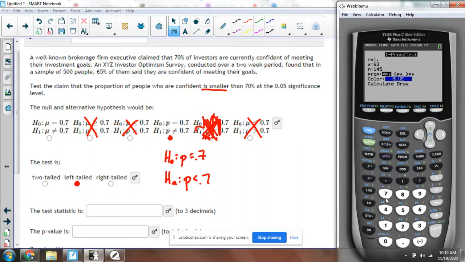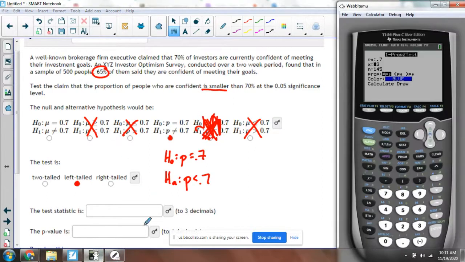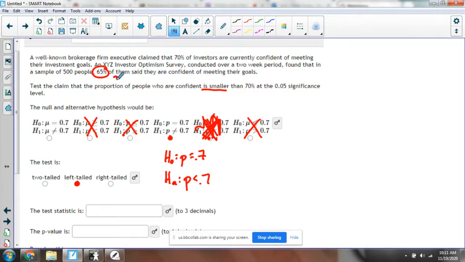Our null proportion is going to be 0.7. X is the number of people in our sample that had this characteristic. So notice here, they don't give us a number. They give us 65%. If you plug in 65 here, you're going to be wrong. Because X wants to know, of the 500, how many were confident. So before we go in here, we have to figure out what is 65% of 500. So we'll do 500 times 0.65. This is going to be 325 people.